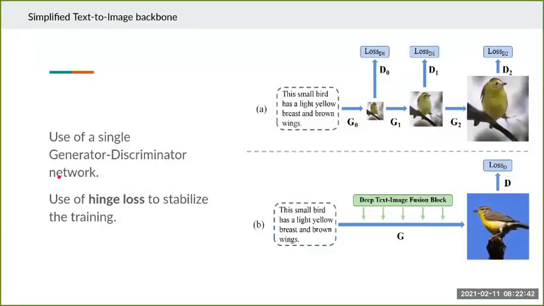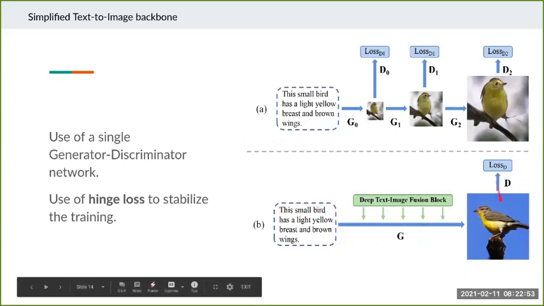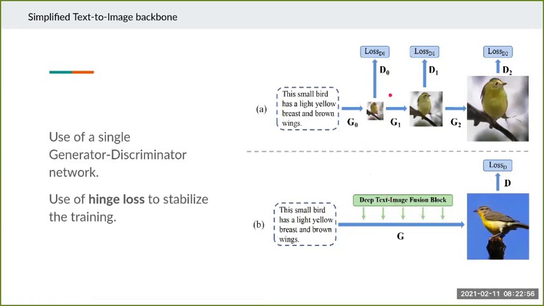So the first and a very visible change is, of course, the simplified text-to-image generation backbone. By backbone, it again means there's only one generator and one discriminator network rather than progressively using stacked generator-discriminator networks. So it's just using a single generator and a single discriminator network. It uses something called hinge loss, which you might be familiar with if you know about SVM. The hinge loss is the same as that. It uses that for stabilizing the training process, because again, GANs are very difficult to train.